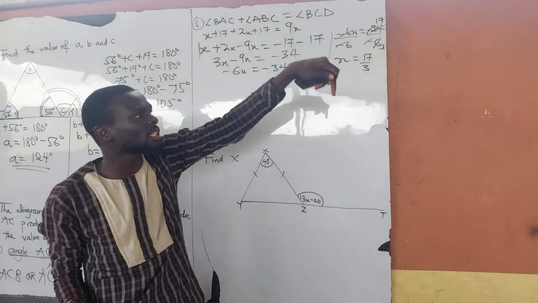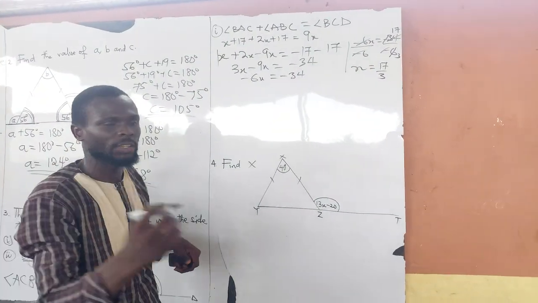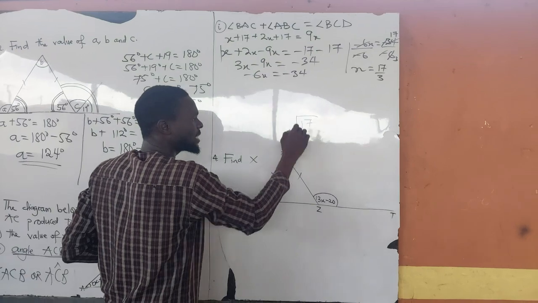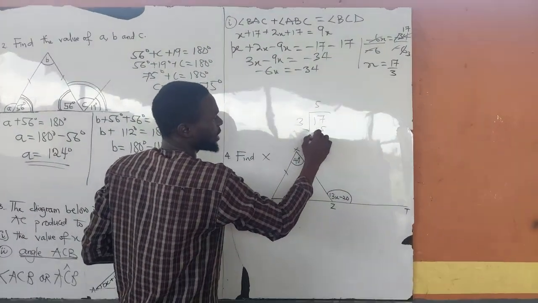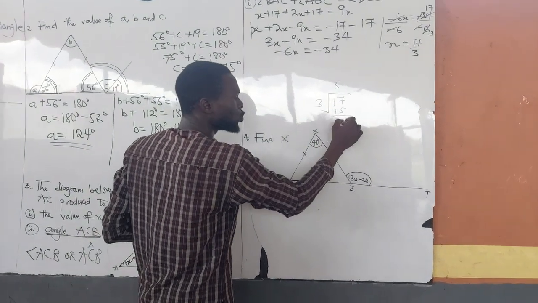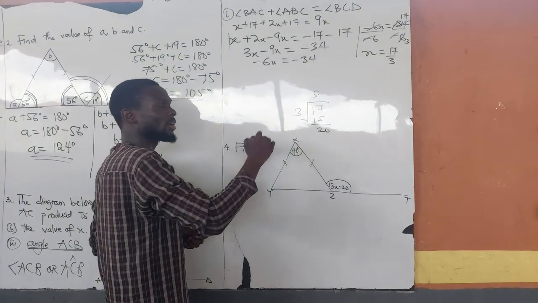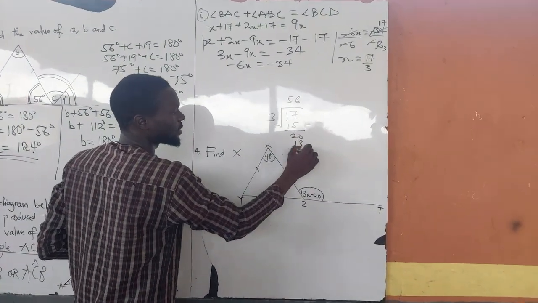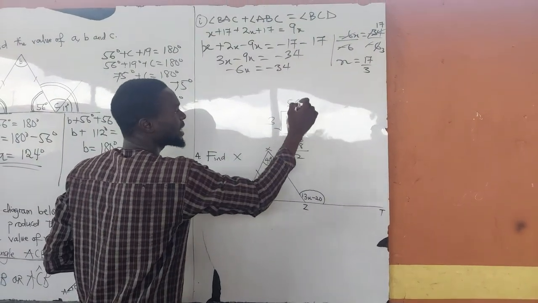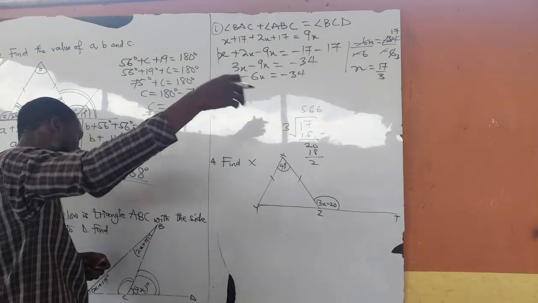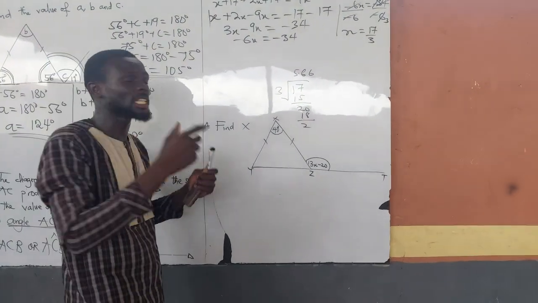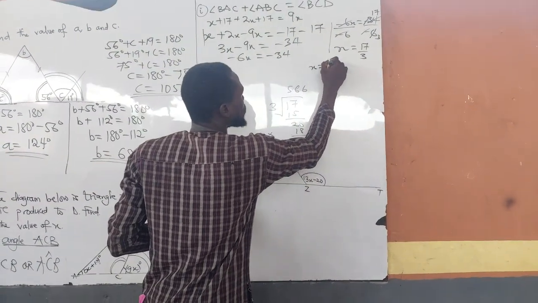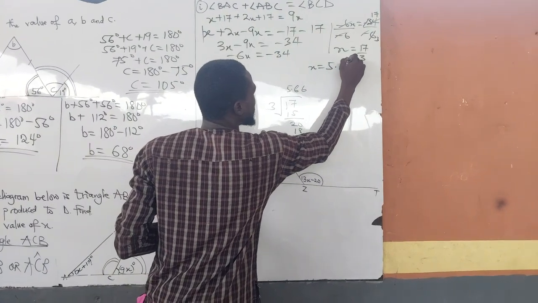So we can change this into decimal by using our long division. So 17 inside, 3 outside. 3 times 5 is 15. You subtract, you have 2. Now you have 3, 6, 18. You subtract, you have 2. So that gives you 6, 6, 6, and it keeps going. So you just leave it to 2 decimal places. So X is equal to 5.67 degrees.